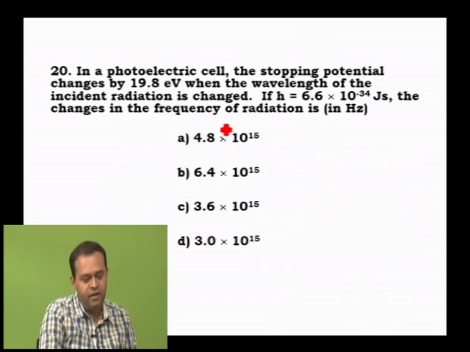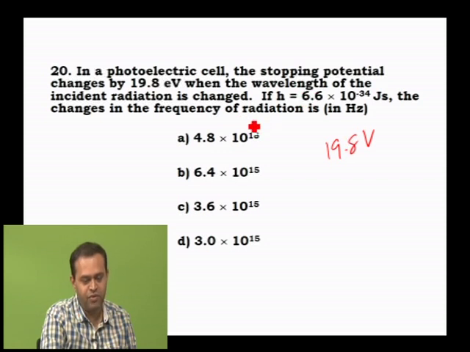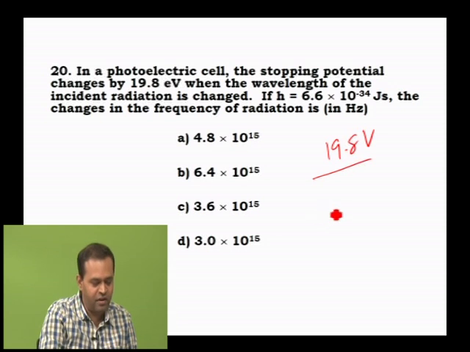Then, in photoelectric cells, stopping potential changes by 19.8. Actually it is 19.8 volt. When wavelength of incident radiation is changed, if h is equal to 6.6 into 10⁻³⁴, find the change in frequencies. Here also we can get the answer using Einstein's equation. It becomes a little lengthy, but let us do it directly using a shortcut.